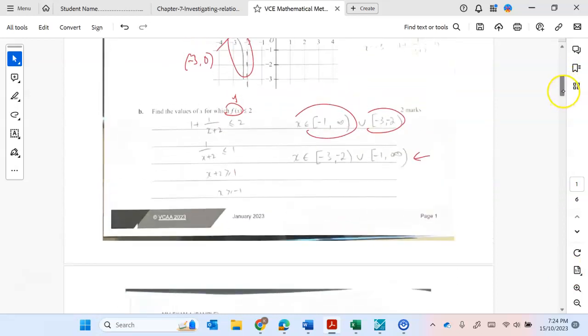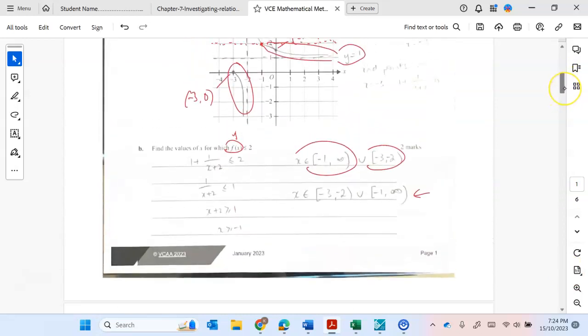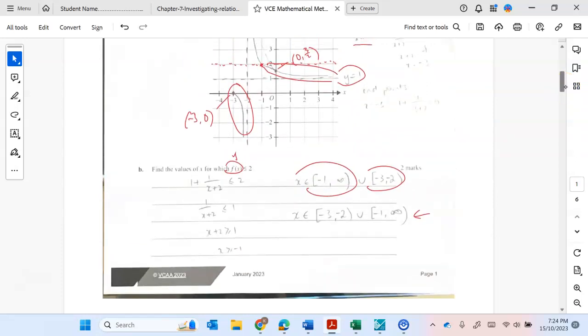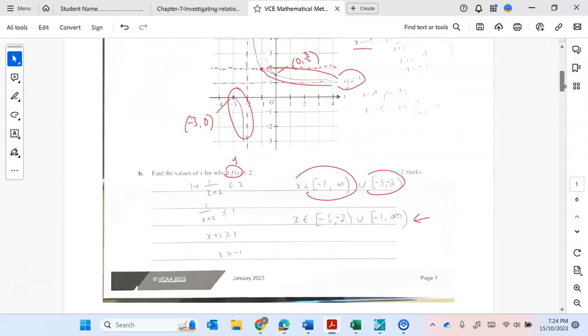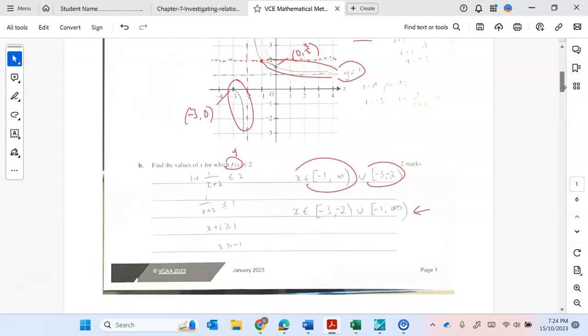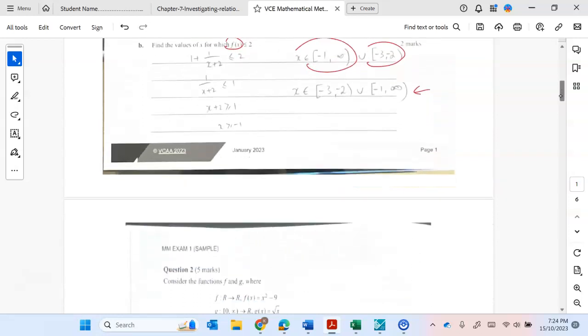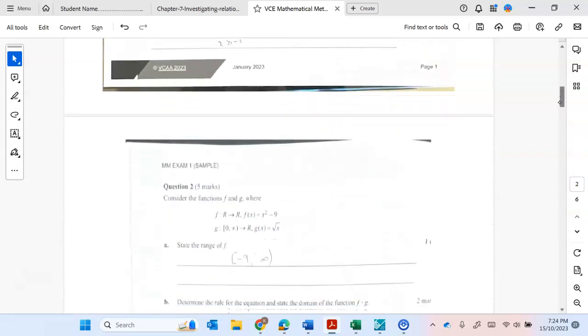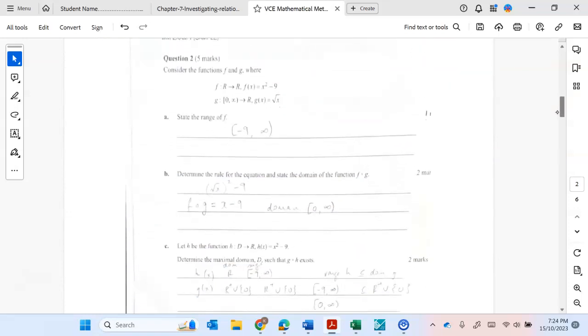All right, and you can see I've done working out there as well. So if you didn't know what x is equal to when y equals 2, I've just done it there. All right, moving on to question 2.